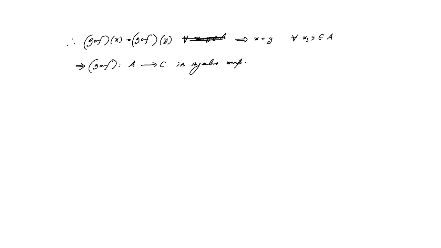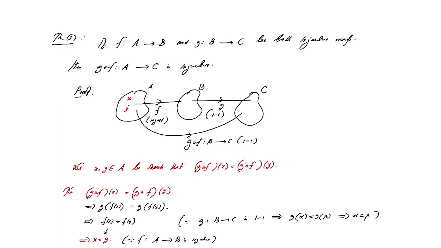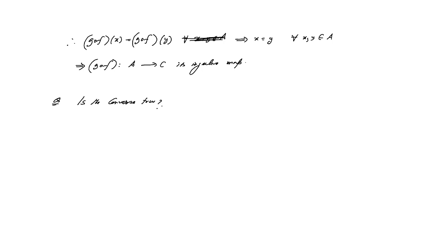Now the question is whether the converse is true. For the previous theorem, the composition of two injective mappings is injective. If the composition is injective, then will f and g be individually injective or not? No, that may not be true. So the answer is no in general. In general, the converse is not true.